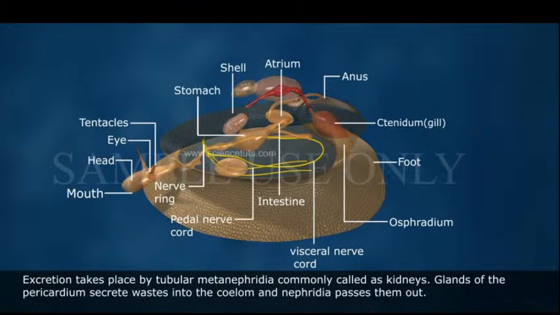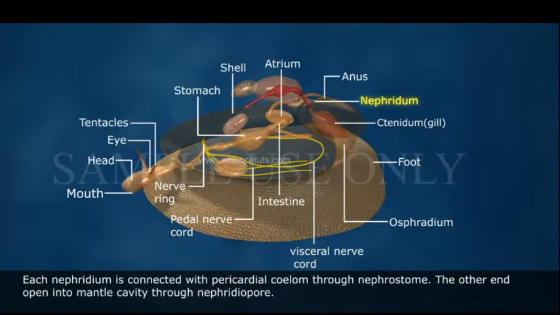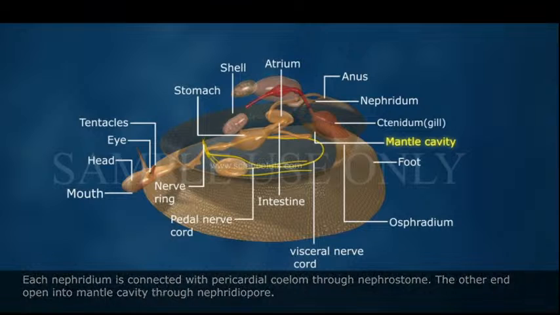Excretion takes place by tubular metanephridia, commonly called kidneys. Glands of pericardium secrete wastes into the coelom and nephridia pass them out. Each nephridium is connected with pericardial coelom through nephrostome. The other end opens into mantle cavity through nephridiopore.